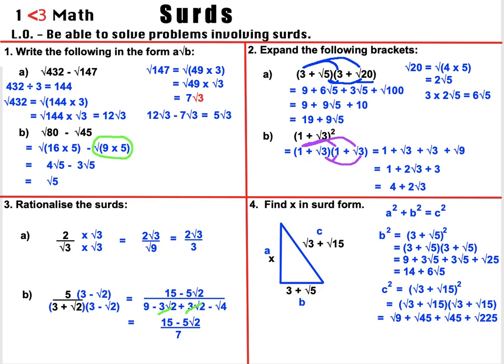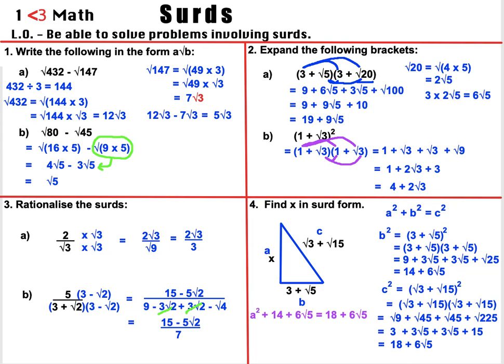Now the root of 45, you can see back on question 1 that we've dealt with that, and the root of 45 can be simplified to 3 root 5. So basically we've got 3 plus 3 root 5 plus 3 root 5 plus 15. That simplifies to 18 plus 6 root 5. So now we've got B squared and C squared. We can put them back into Pythagoras.